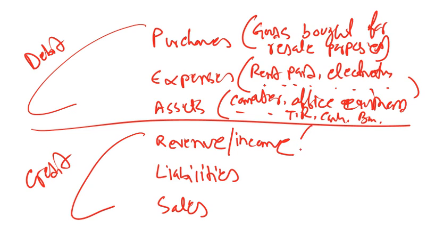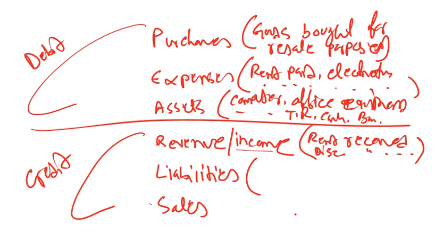Revenue, income. This revenue is not sales, rather we indicate income. It could be rent received, then discount received. Anything you're receiving, like rent received, discount received, commission received. Liabilities, long-term and short-term liabilities. It could be bank loan, mortgages, debentures. It could be trade payables, bank overdraft.